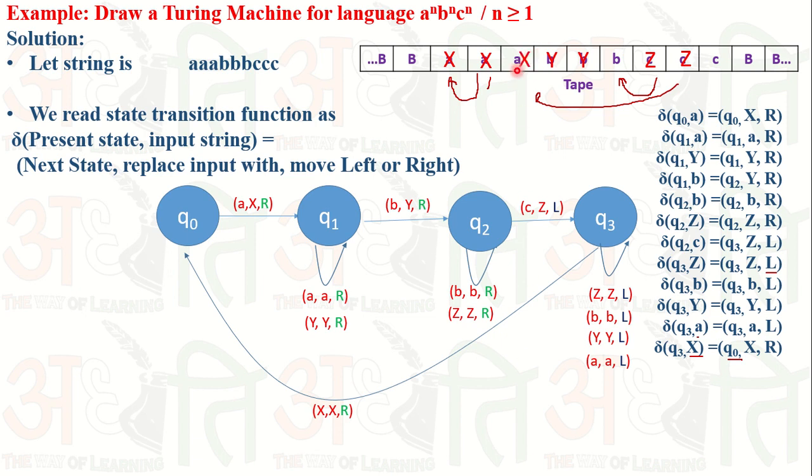Now if there is a y, we skip y, we find the b, then we mark b as a y. If there is a z, we skip z. If we find the c, we mark c as a z. Now we are going back. While going back, we skip z, we skip y, and we find the x.